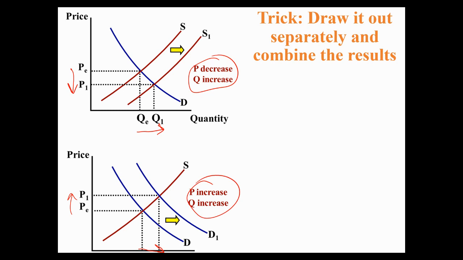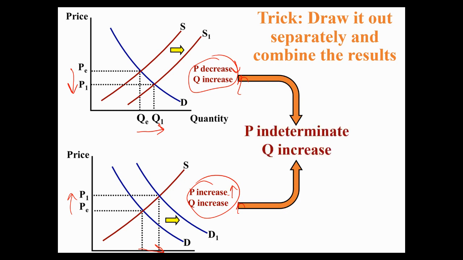So if we put those together, what do we see common? Well, here price increased, here price decreased. But what do we see happening in both when we put them together? When we put them together, we see that price is ambiguous and quantity is going to increase. So when we have two things shifting, we will always have something that's ambiguous. And I'm going to go through a bunch of examples on another video for you.